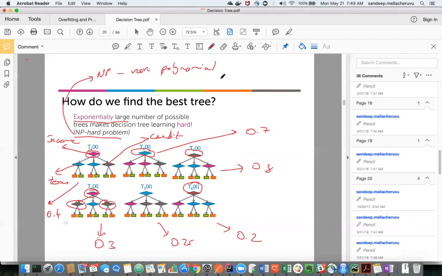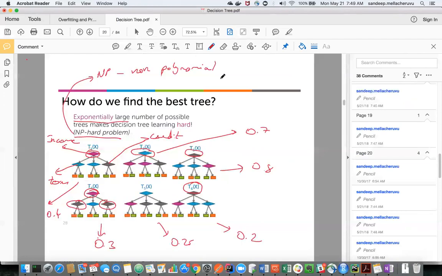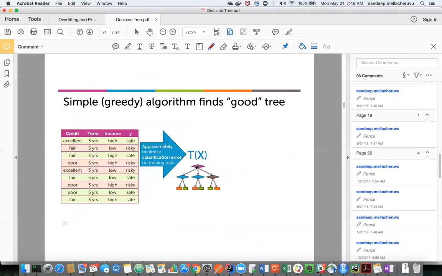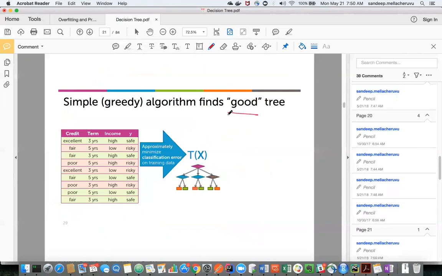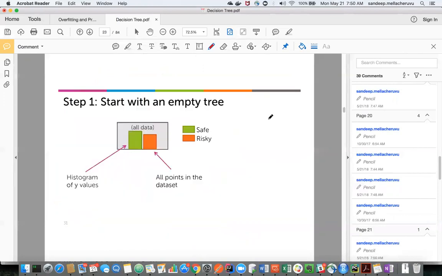So then how do you find the best tree? It means that I cannot find the best tree by enumerating all the possible trees that I can ever build, computing all the classification errors and finding the best tree. This is not a feasible method to solve the problem. The other way to solve this problem is called the greedy algorithm. Instead of finding the best tree, I am finding a good enough tree. How do we find a good enough tree? That is using this greedy algorithm.